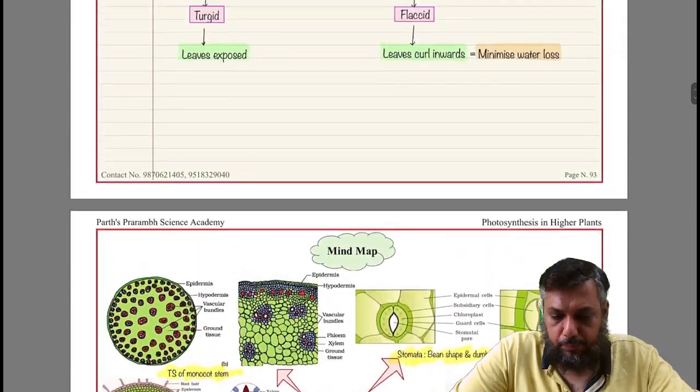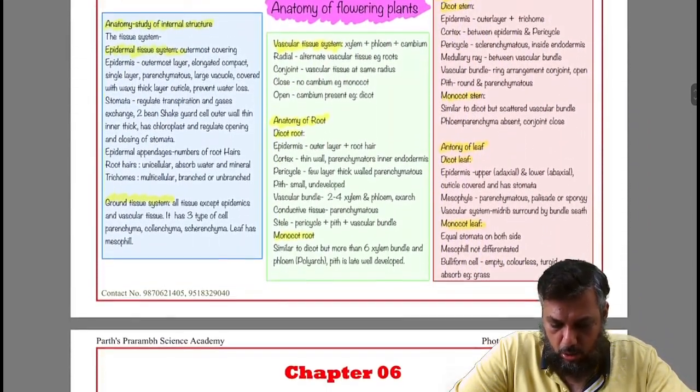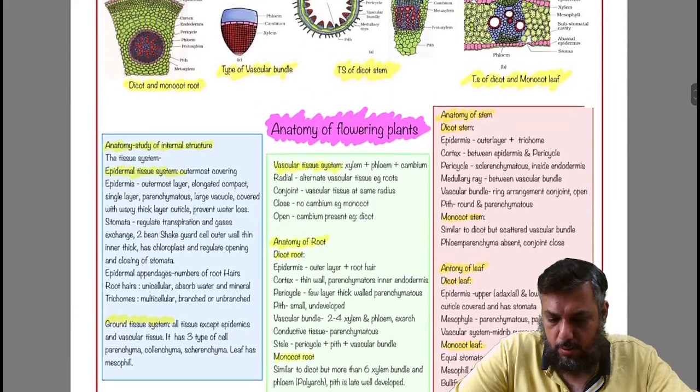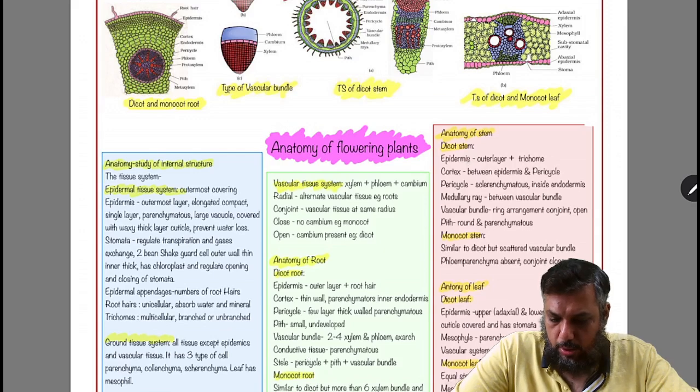So this will help you to quickly revise the anatomy of flowering plants. You're also supposed to go through this mind map, and this mind map will help you to compare between the dicot stem, monocot stem, and the dicot leaf and the monocot leaf.